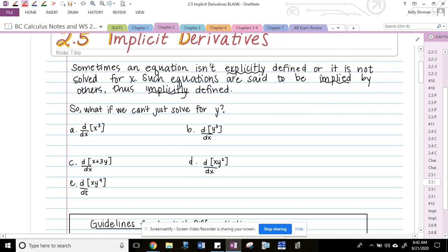If we can't solve for y, or if the equation isn't all in terms of one single variable, then we just have to keep in mind the chain rule. Because remember, we said if we have some f of u, and u is something in terms of x, then the derivative f prime of u is the derivative of f with respect to u multiplied by the derivative of u. And I usually write u prime right here, but let's write du dx. So we're going to keep that chain rule in mind.